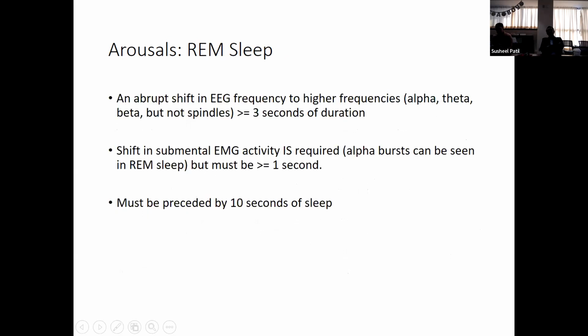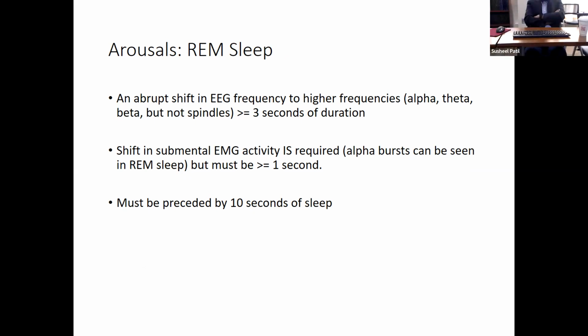So what about defining arousals in REM sleep? The definition is exactly the same as in non-REM. The only difference is the second statement, which is that there should be a shift in submental EMG activity.